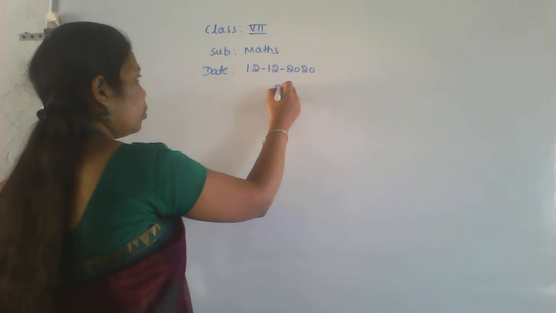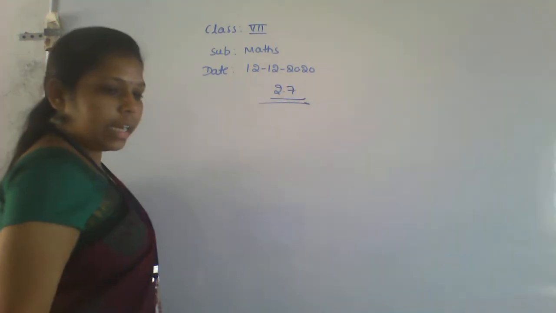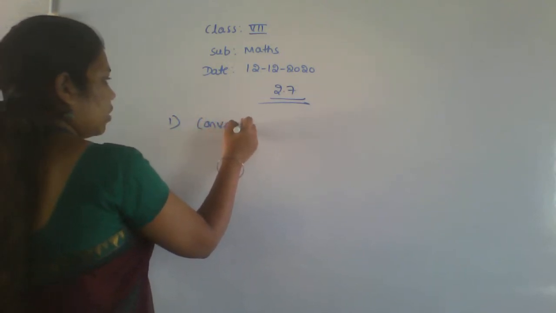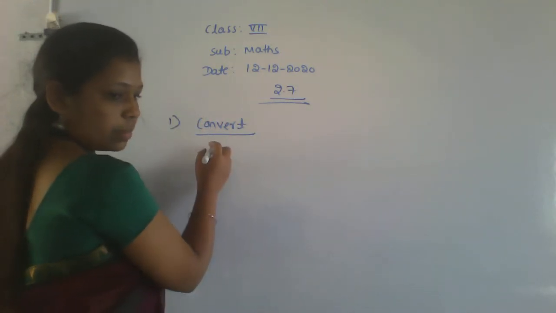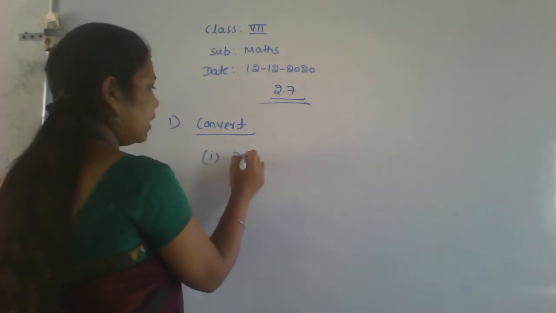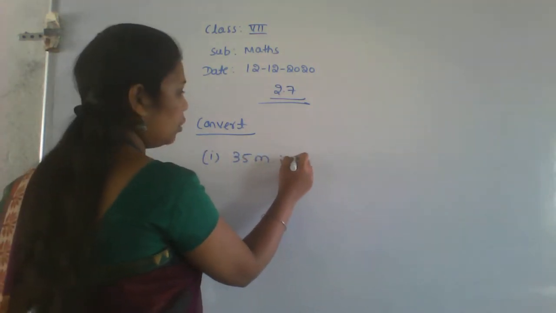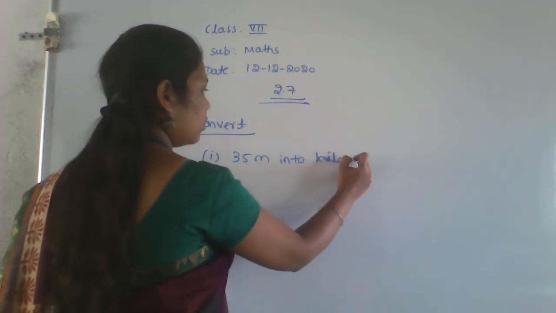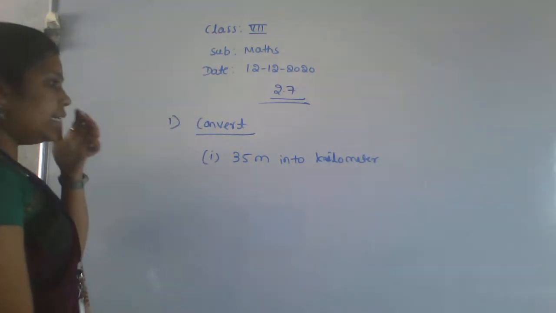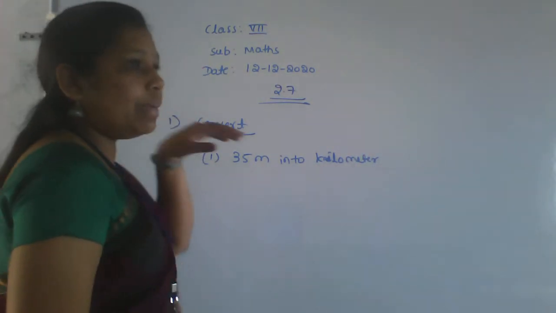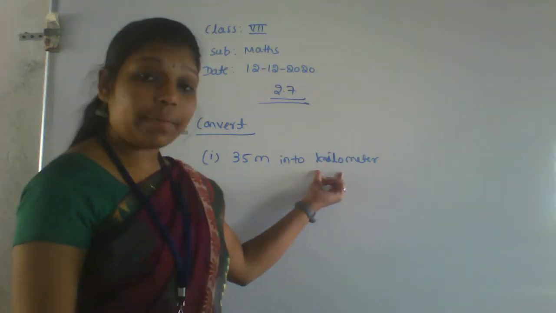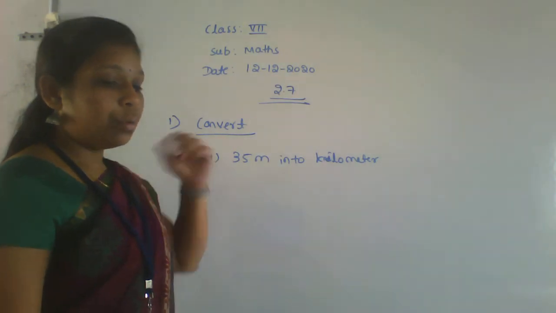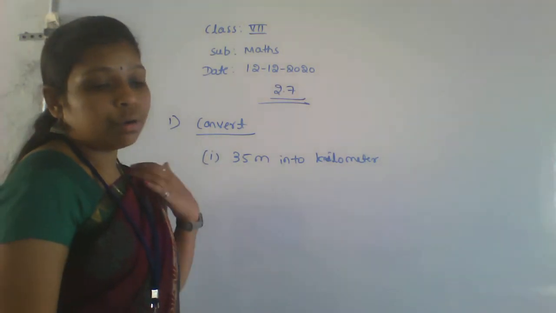Exercise number 2.7. In that, first we are having convert. First one is 35 meter into kilometer. Meter is a small unit comparatively to kilometer, right? So here 35 meter into kilometer you have to do.